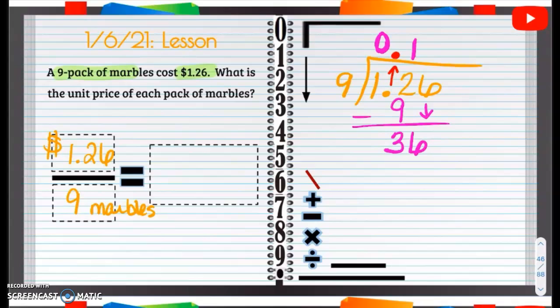9 goes into 36 4 times because I know 9 times 4 is 36. When I subtract, I get 0. No remainders, nothing else to bring down.